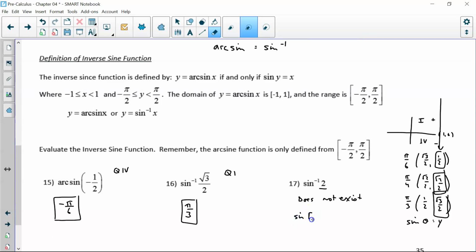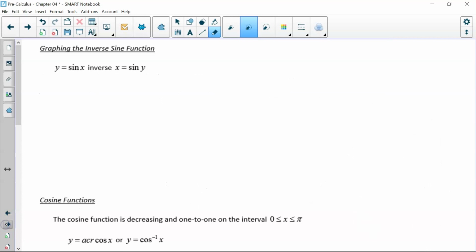Sine goes from negative 1 to 1 for the range. It's outside of that. All right, so now on the next page, if we're going to graph the inverse, y equals the inverse sine of x.